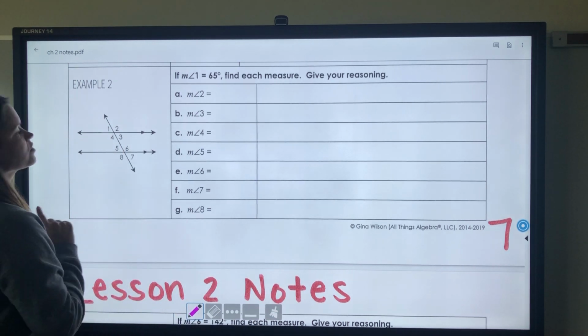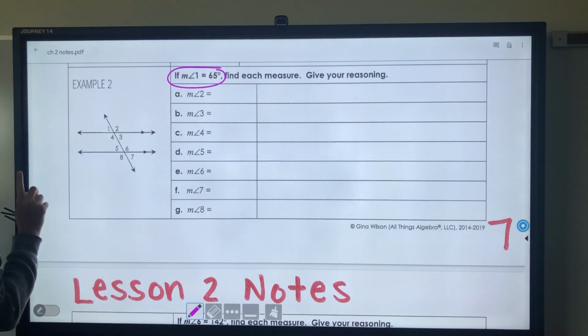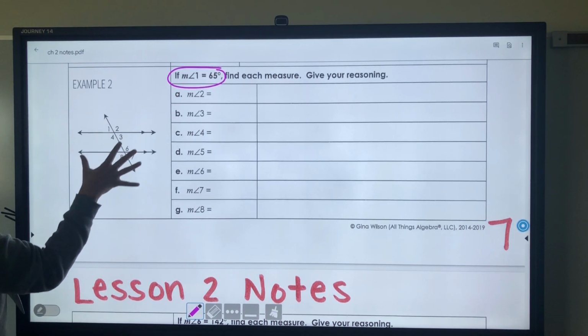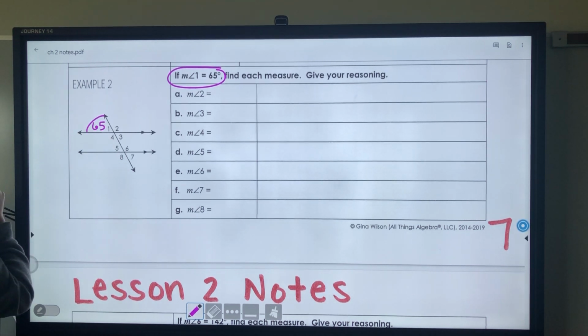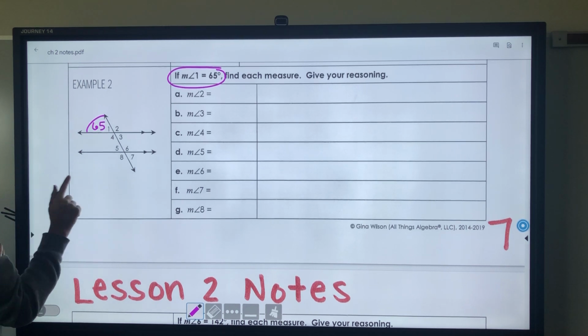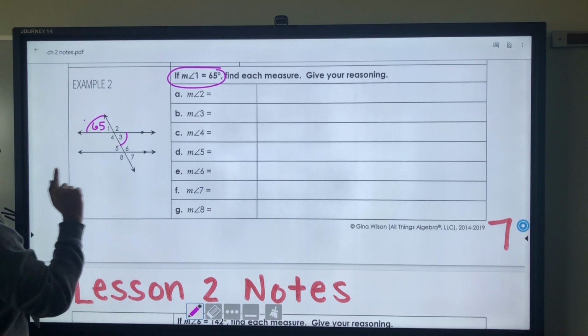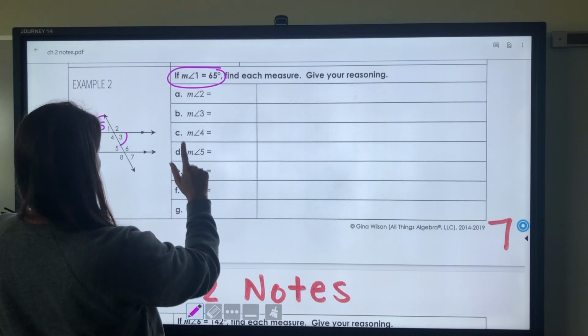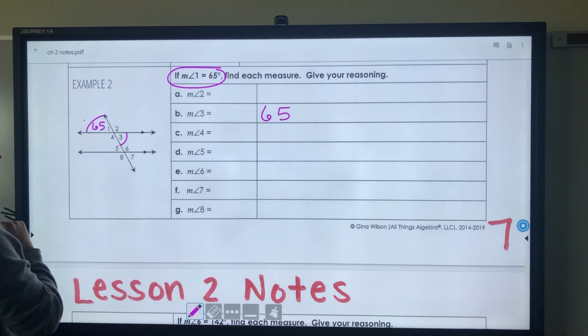Okay, so now it says if the measure of angle 1 is 65, you only need to know one of these 8 angles and you can find the other 7. So let's see, right here. Angle 1 is 65. So there's 3 other angles that are also 65 for various reasons. Angle 3 is vertical to angle 1, so you know that it's going to be 65 because all vertical angles are congruent.